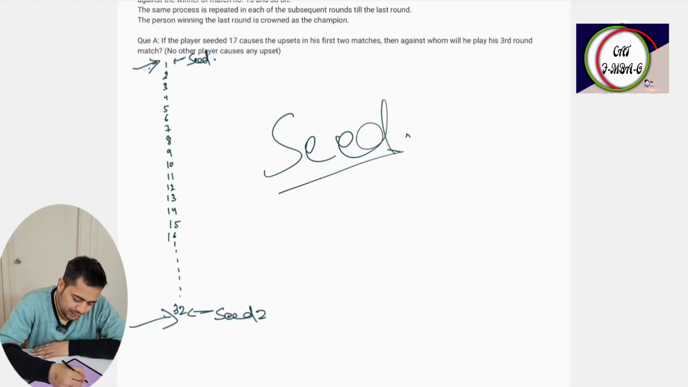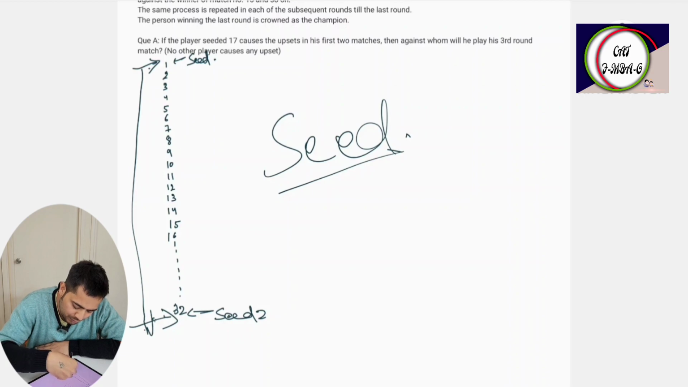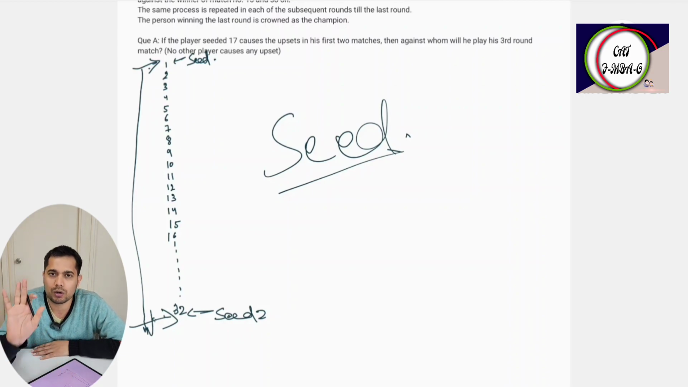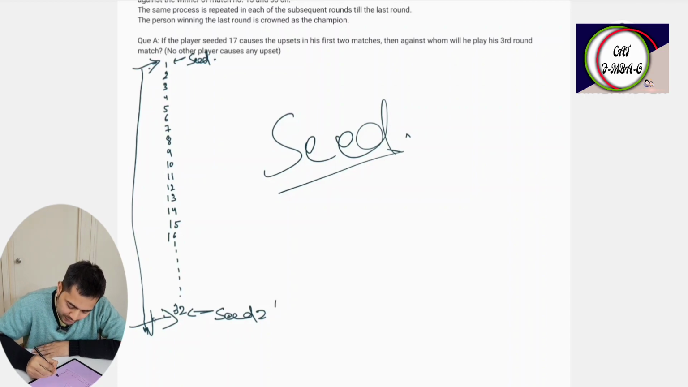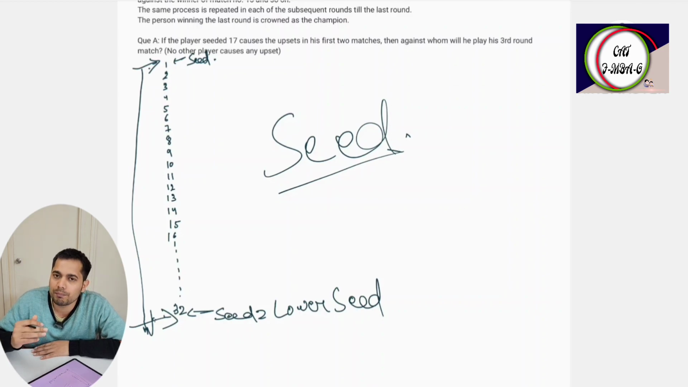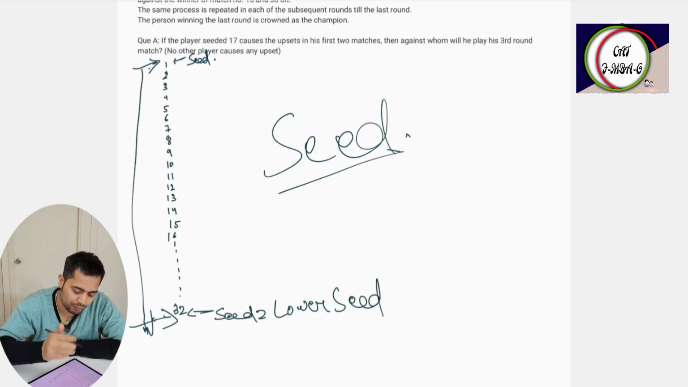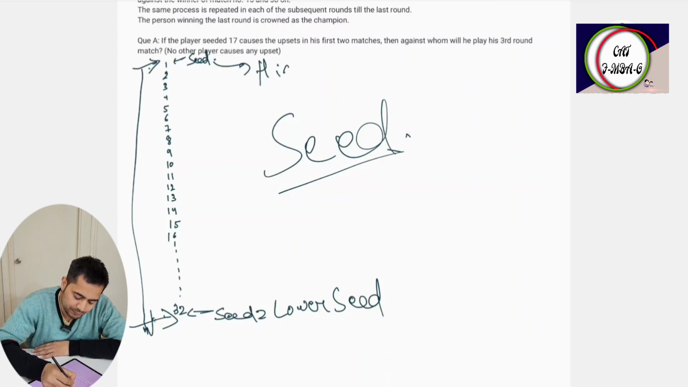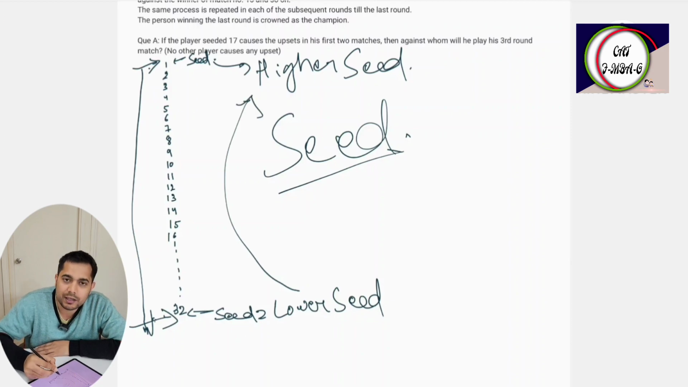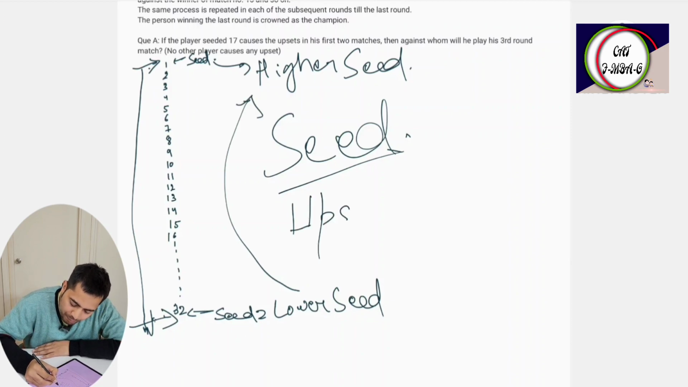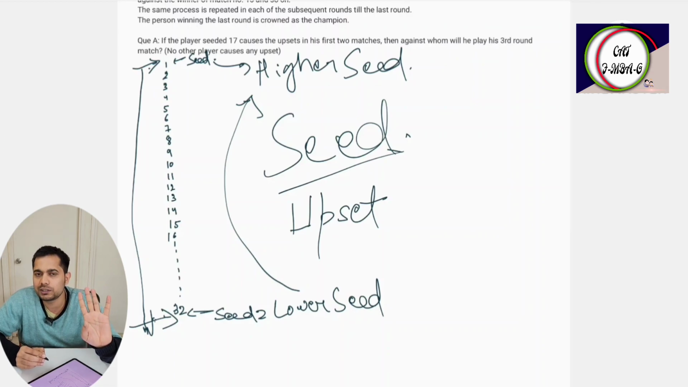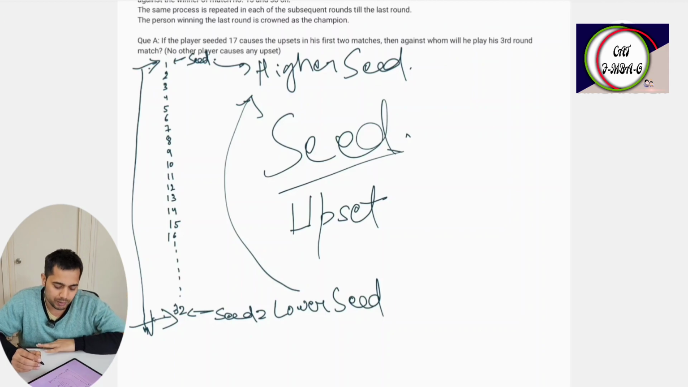When the higher seed defeats the lower seed, so when 1 defeats 2, it is a simple knockout. A higher number means a lower seed, and a lower number means a higher seed; the player who is ranked above is the higher seed. When the lower seed defeats the higher seed, it is known as an upset. Remember these, only 2, 3 terminologies are there. If you are able to understand that, you can 100% solve all the knockout tournaments.